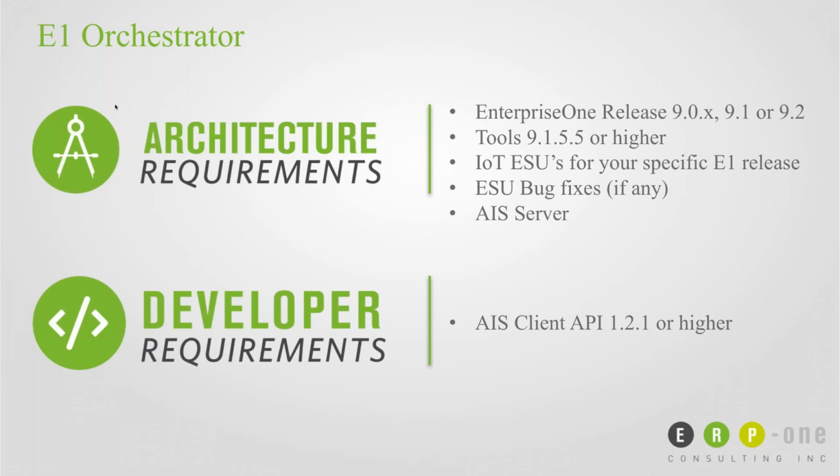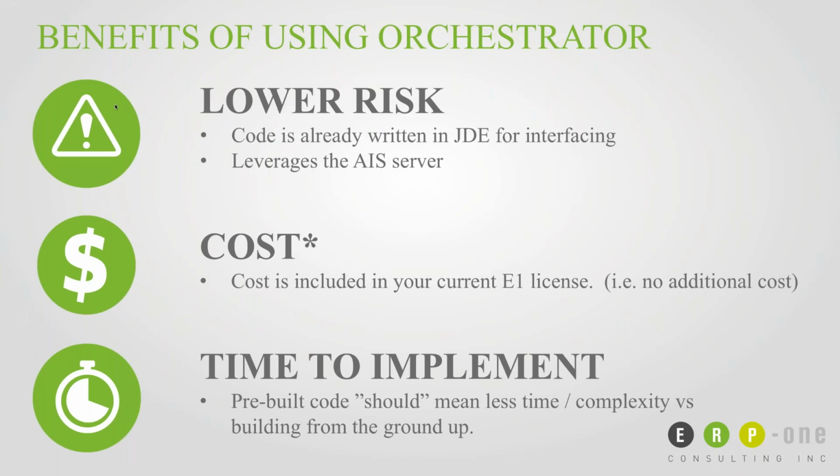So, orchestrations in terms of architecture requirements, well, you just got to be running JD Edwards at release 9 or higher in a particular tools level. There are some ESUs specific to getting the orchestrator working that you would need, and you'd need an AIS server. If you were developing more complex code, you'd need the AIS client as well, which is just a set of APIs. So what are the benefits of Orchestrator? Well, it's low risk, cost and time to implement. Again, all coming from one vendor, so the same benefits should exist as what we saw before.